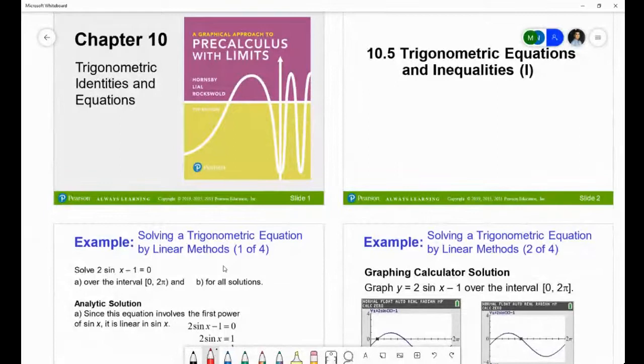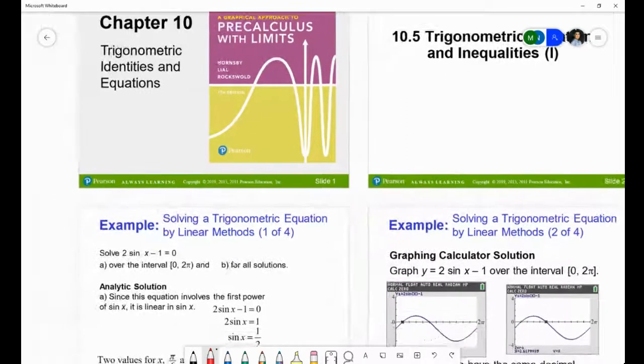We're going to go over chapter 10.5 and 10.6 together. And our second exam will be this weekend. Again, it will start on Friday and run until Sunday at midnight.